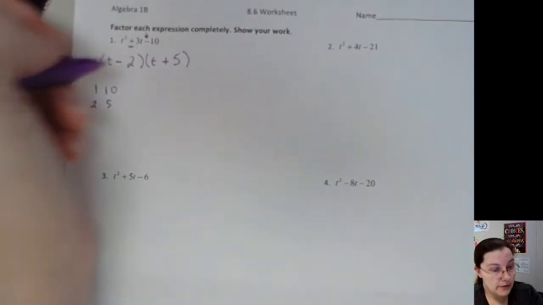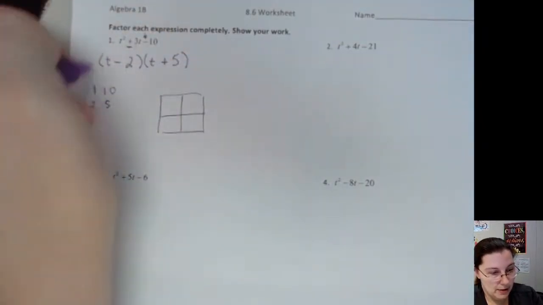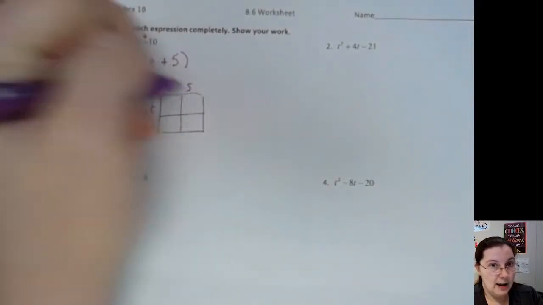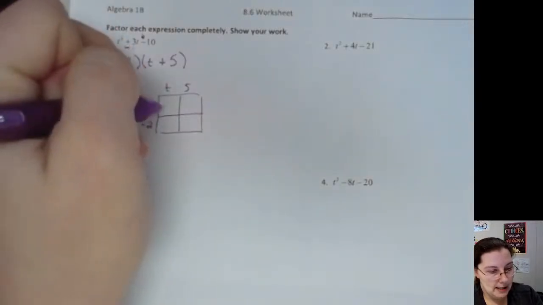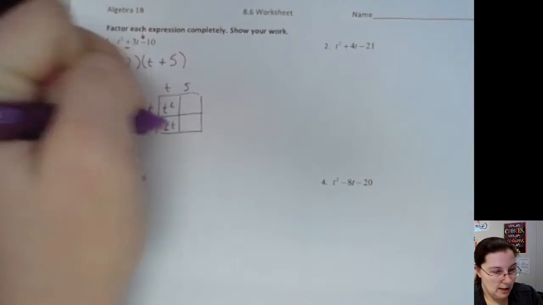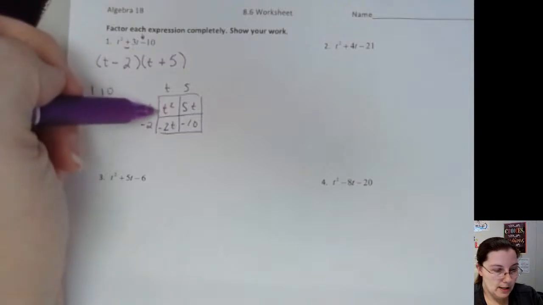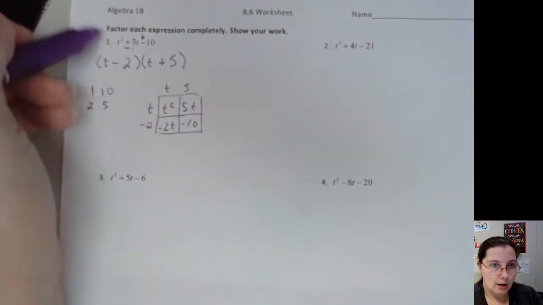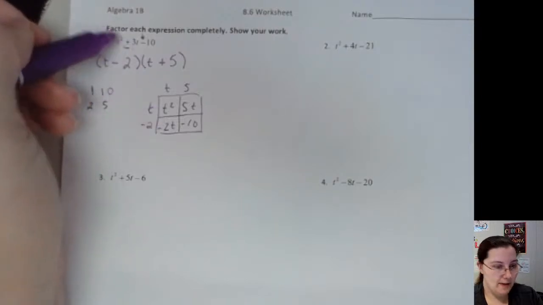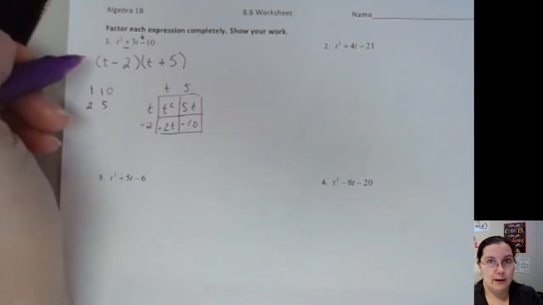We can check ourselves and multiply this out. I'm just going to do the area model. I have t and negative 2, and t and 5. When I work that out, t times t gives me t squared, then negative 2t, 5t, and then negative 10. So I end up with t squared, check. 5t minus 2t is going to be 3t, got that, and negative 10. It matches, so I know that I have the correct answer.